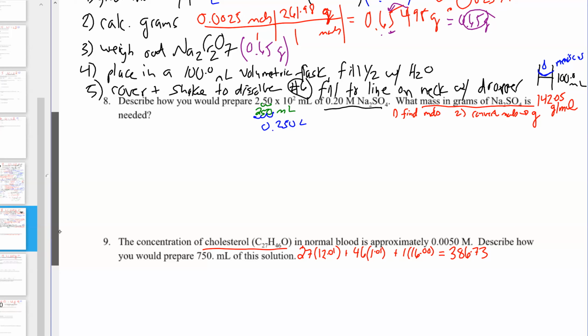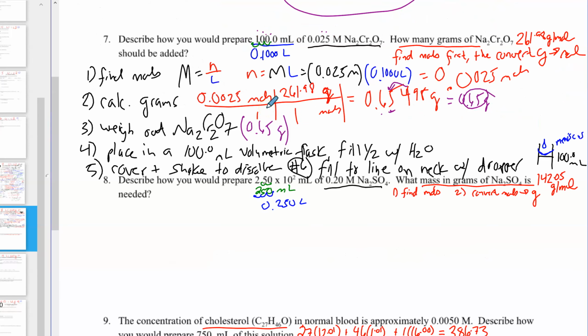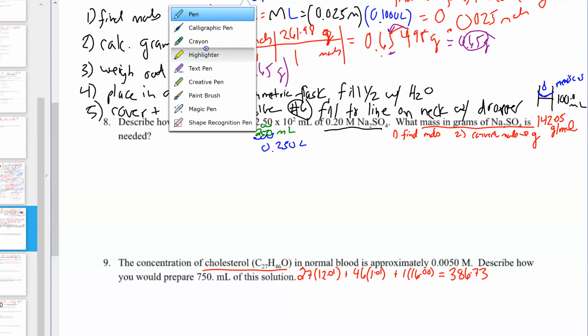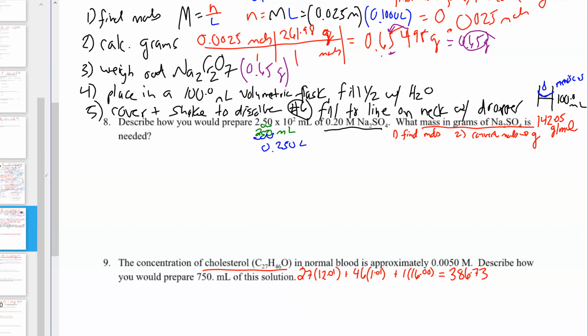Okay, number 8. Describe how you would prepare 2.50 times 10 to the second milliliters of 0.2 molar sodium sulfate. What mass in grams of sodium sulfate is needed? Okay, here's the easy part. These steps are all essentially the same. So describe how you prepare.